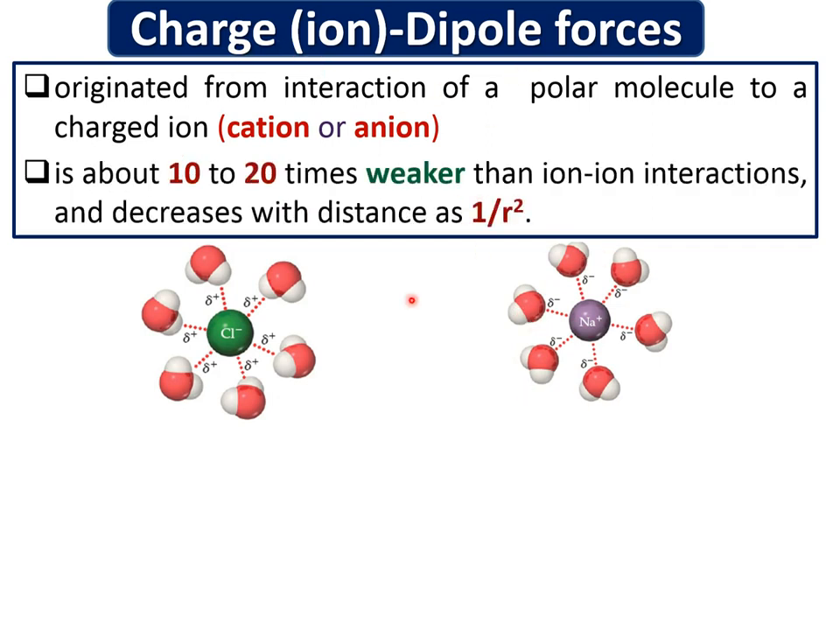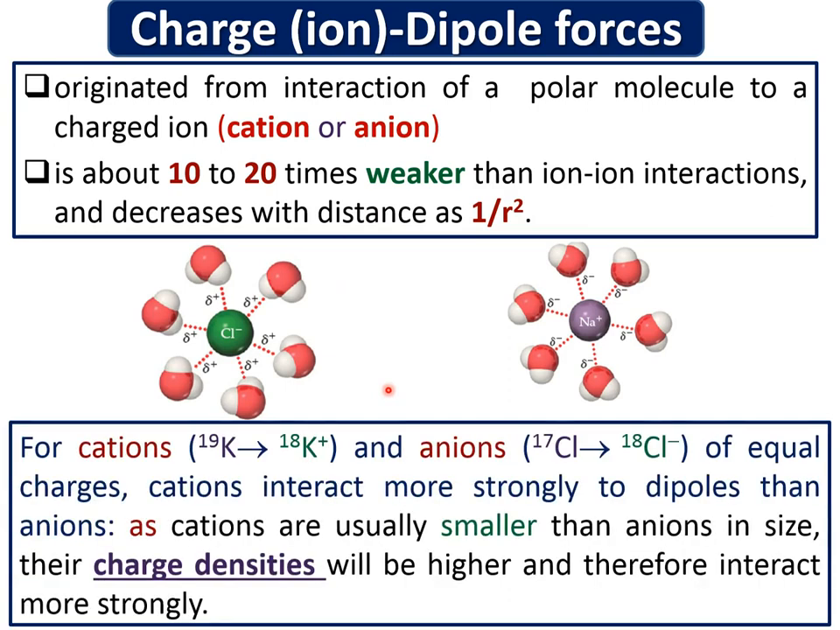Okay, this attraction, this bond is a bit stronger than the dipole-dipole attraction, but still weaker than the ionic attraction. So this is about 10 to 20 times weaker than the ion-ion interaction, and it decreases with the distance as 1 over r squared.